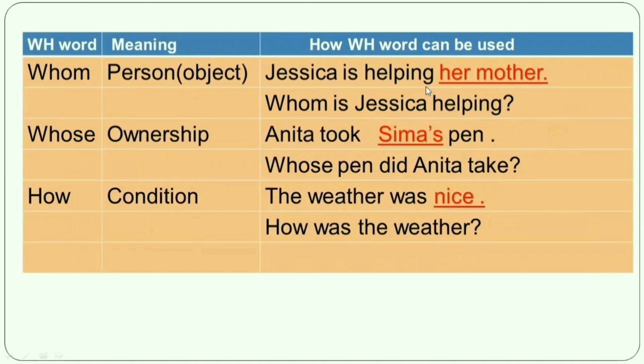Again, I'm telling my dear student, if the underlined word indicates person and it is in the object, then WH word will be whom. So right here whom, and then auxiliary verb you can see here is. So right here is, and the third one subject Jessica, and the main verb helping and question marks will be given. So whom is Jessica helping?